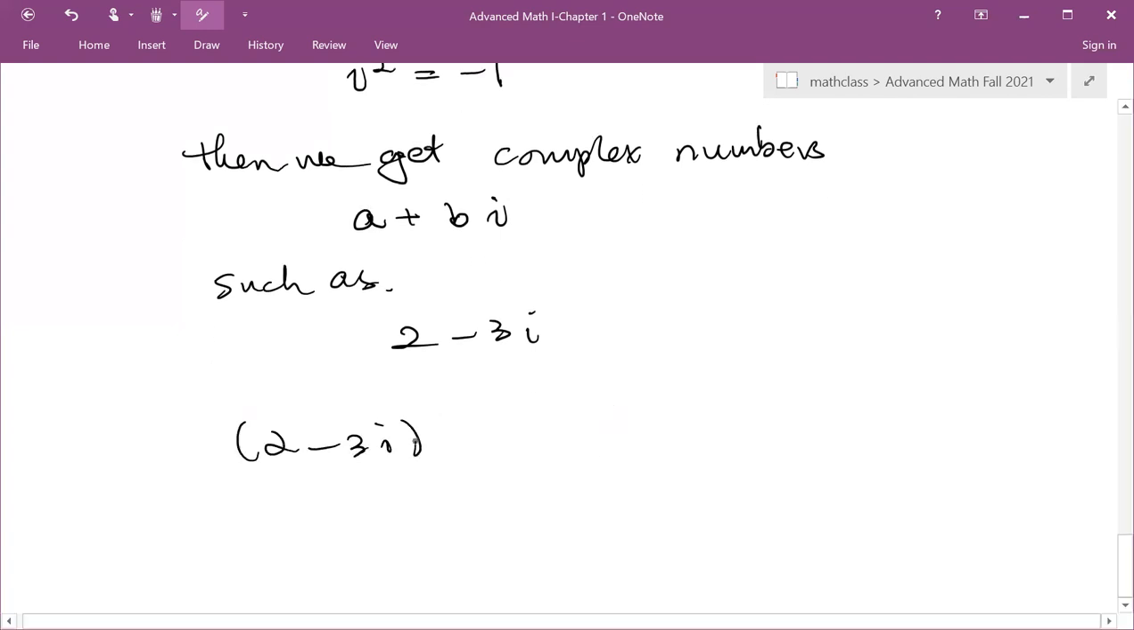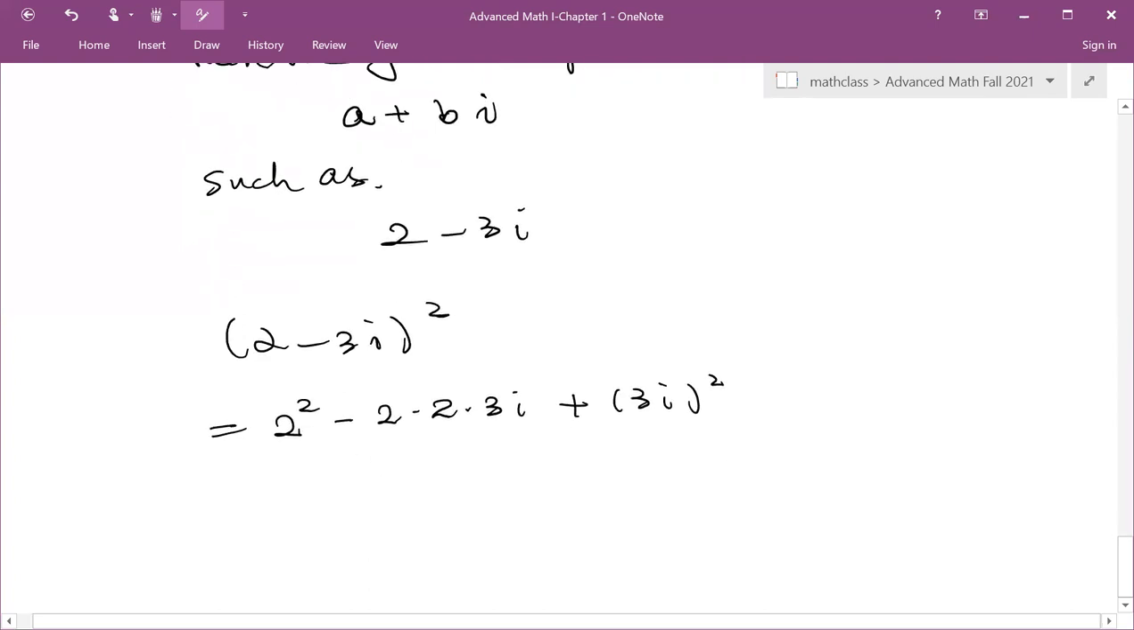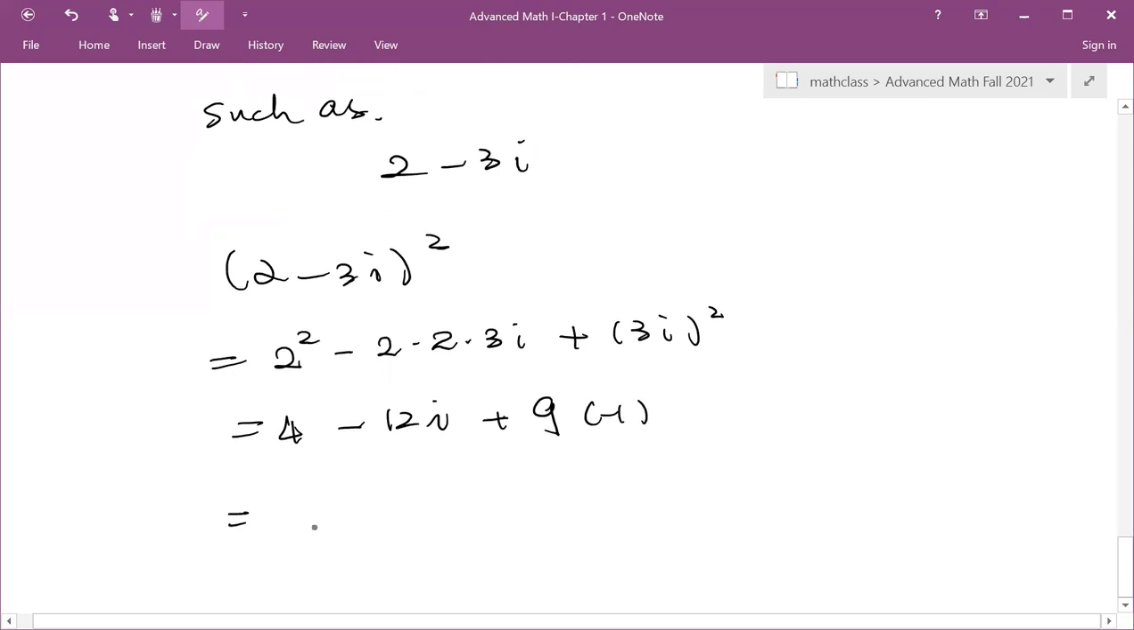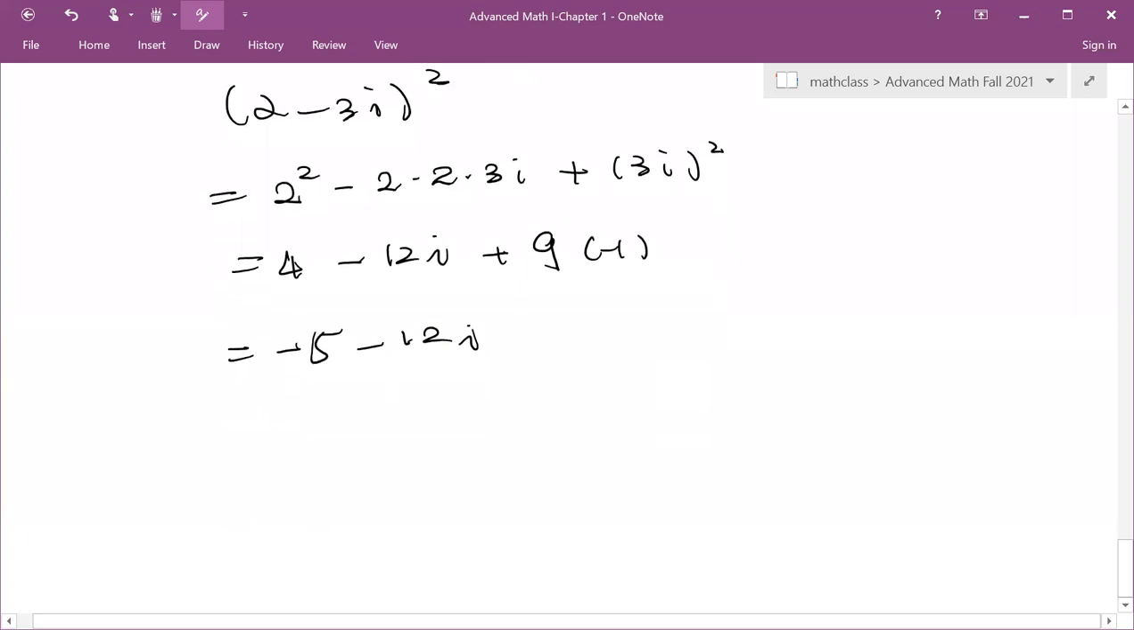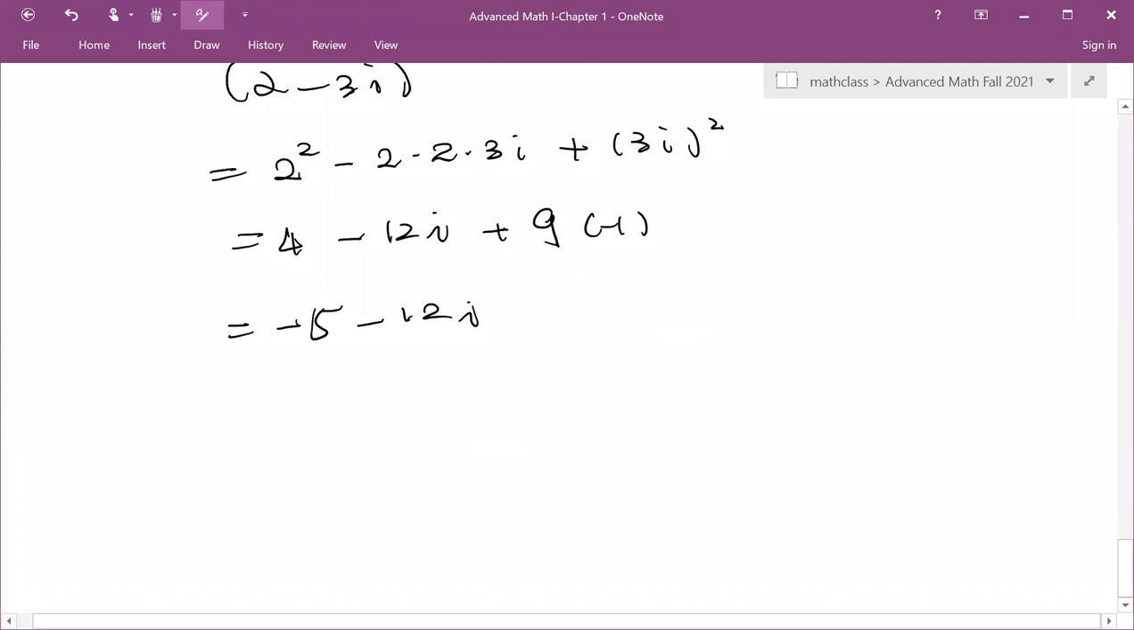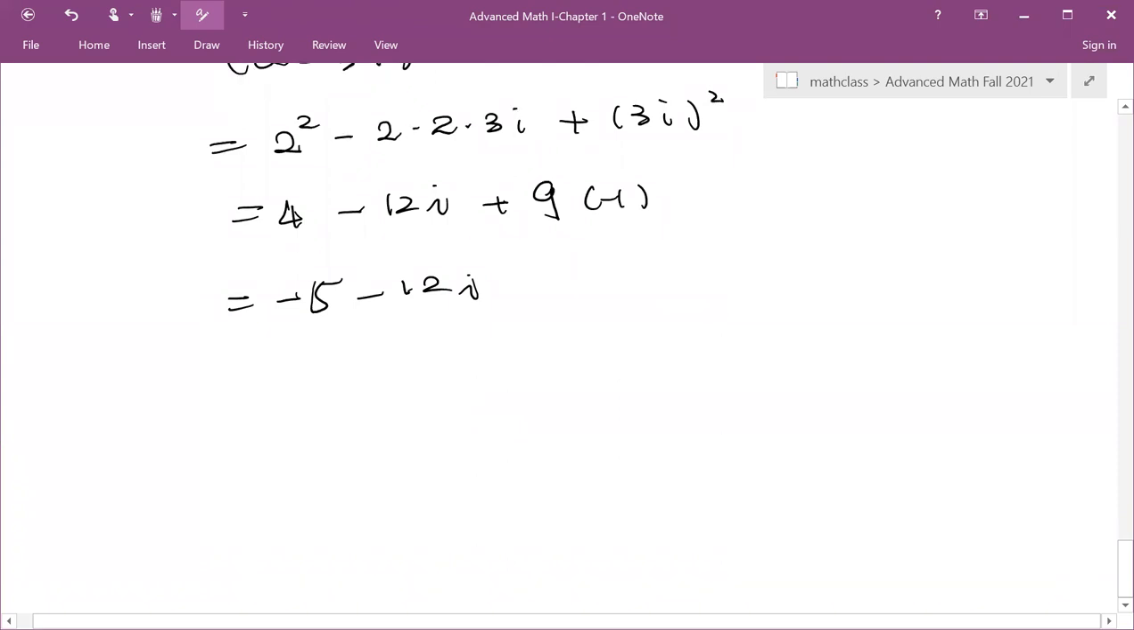2 minus 3i, when you square it, you can do it just as usual: 2 squared minus 2 times 2 times 3i plus 3i squared. And you get another complex number of the same form. Here's a 4, and this is going to be 12i, and here the 3 squared is 9, and i squared is -1, remember, so that will be -5 minus 12i. You can do multiplication, division, all kinds of computation. That's why we have the so-called complex numbers. We're not going to spend more time on that here. I think Rebecca already learned something about that, right?